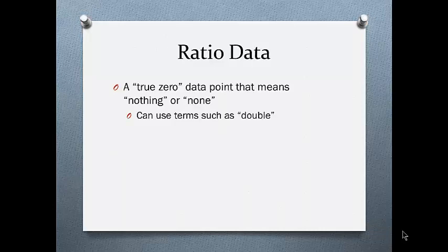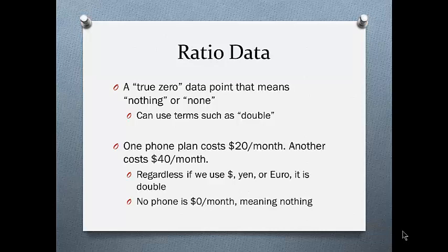Which leads to ratio data, which has a true 0 data point that means nothing or none. Now we can use terms such as double, half. For example, one phone plan costs $20 a month. Another phone plan costs $40 a month. Regardless if we change this to a plan in euros, a plan in yen, a plan in German marks, the second plan will cost twice as much as the first plan, because there is a true 0 of $0 per month, meaning nothing. No phone plan if you pay $0 per month.